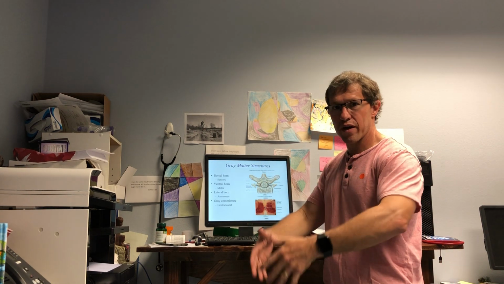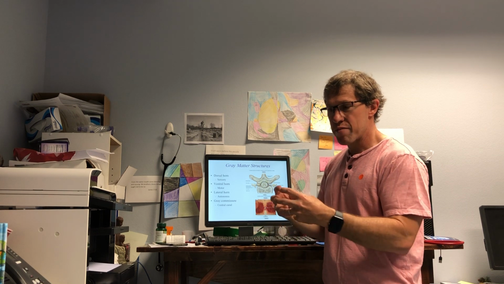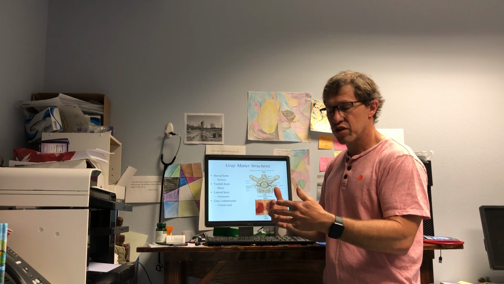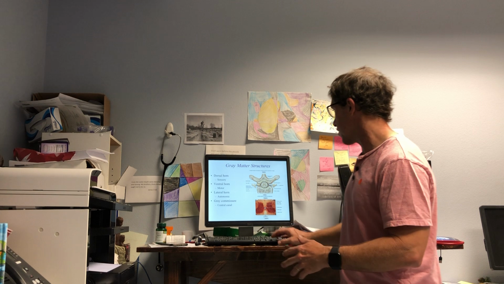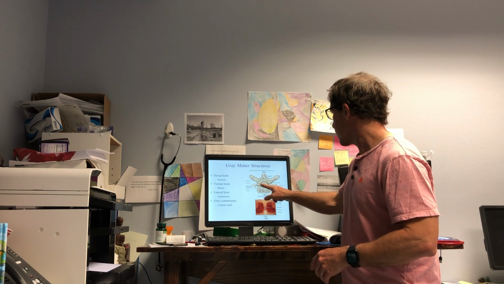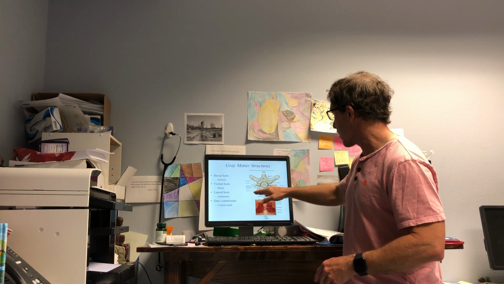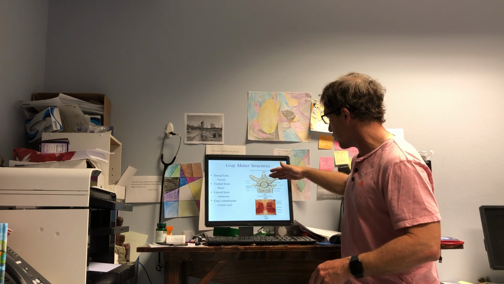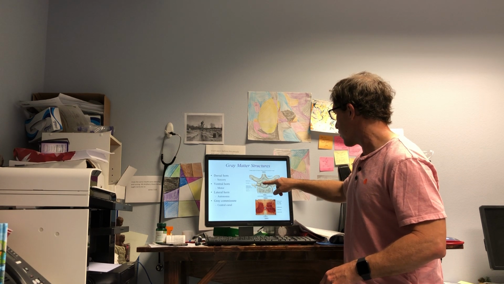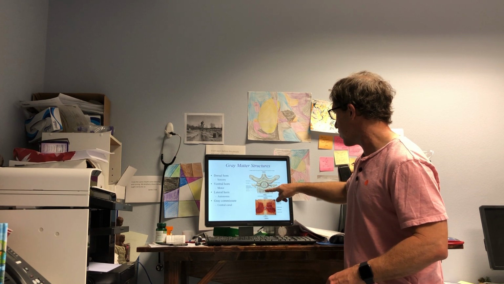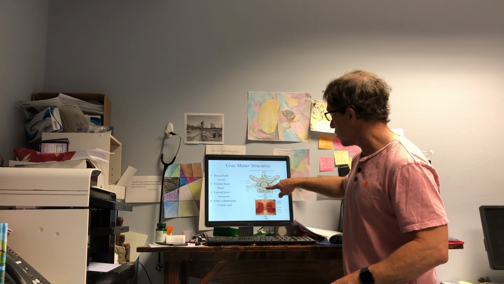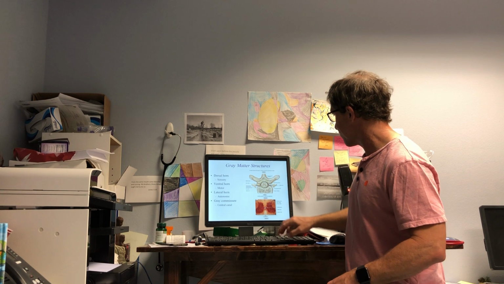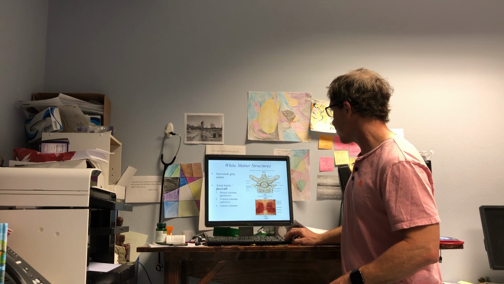So all the tracks of the white matter go up and down. The gray matter is where communication happens with the spinal nerves themselves. This is the back and this is the front, posterior and anterior. So these are the dorsal horns, or the posterior horns, and here are the anterior horns, and this is your lateral horn. Okay, that makes sense.